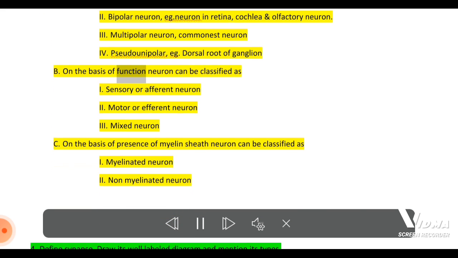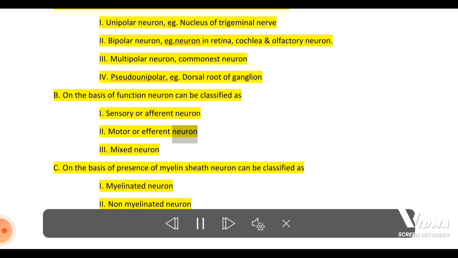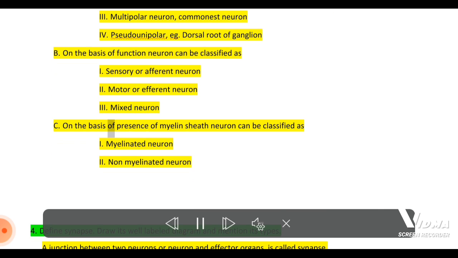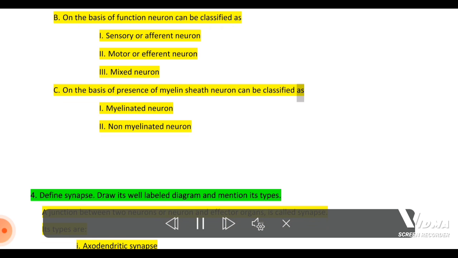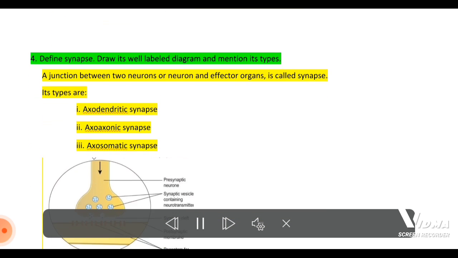On the basis of function, neuron can be classified as sensory or afferent neuron, motor or efferent neuron, mixed neuron. On the basis of presence of myelin sheath, neuron can be classified as myelinated neuron, non-myelinated neuron.